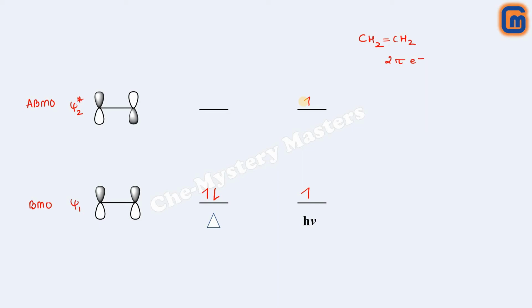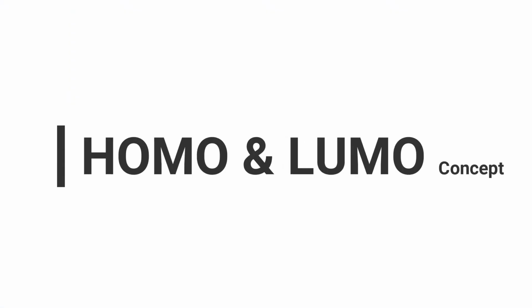So one of the electrons will remain in psi1, that is the bonding molecular orbital. The other electron will get excited to psi2 star, that is the anti-bonding molecular orbital. So this is how the 2 pi electrons of ethene get accommodated in the pi molecular orbitals, as we have shown here. So hope you have understood the concept of how the electrons will be filled in thermal condition and hν condition. Now a very important concept lies here, that is known as HOMO and LUMO.